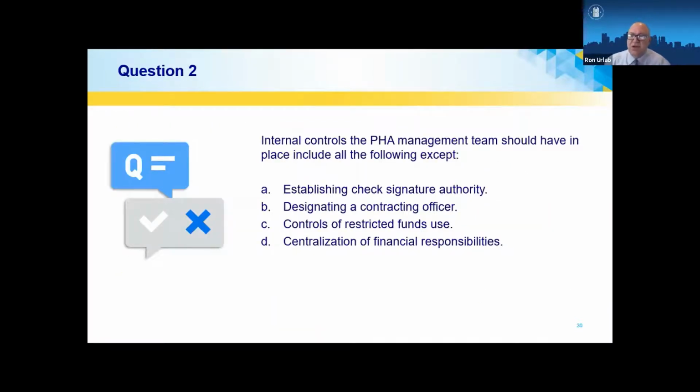All right, so let's look at this question here. Internal controls the PHA management team should have in place include all of the following except, what do you not want to see in your control structure?